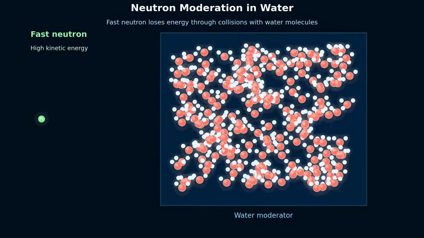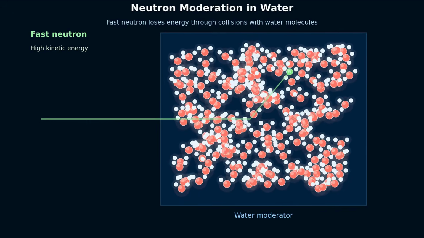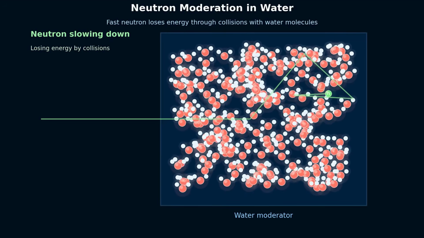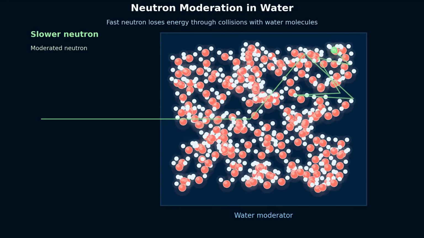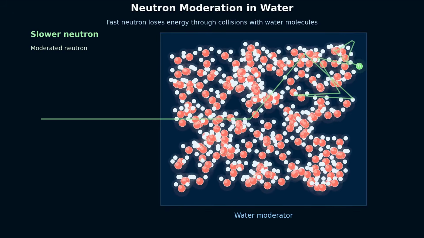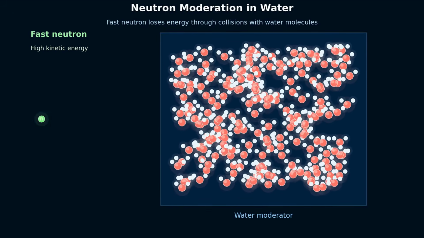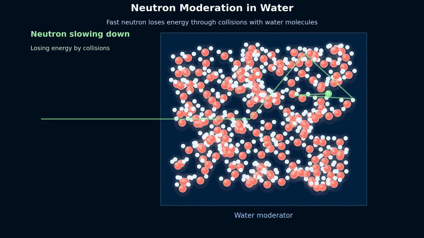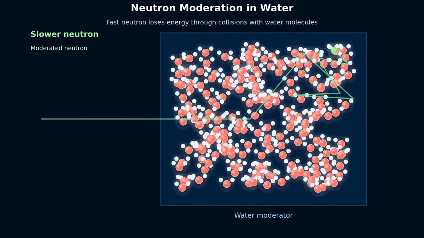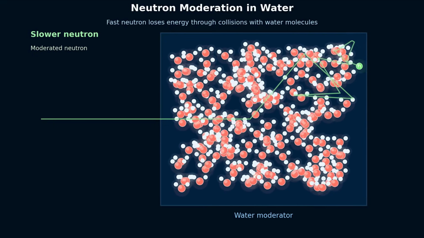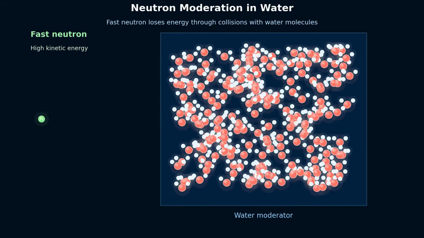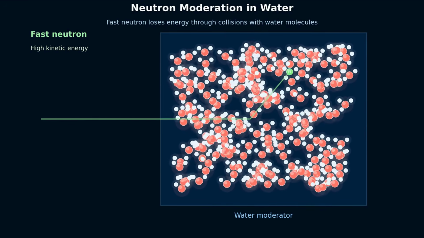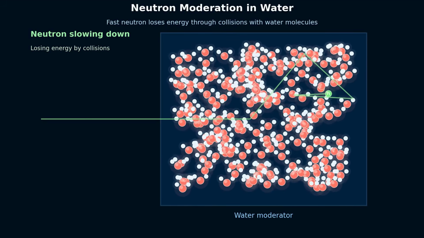In some cases, we don't want faster neutrons, we want slow neutrons instead. To do this, we use materials called moderators. Examples include water, heavy water, and graphite. Through repeated collisions, neutrons lose energy and become thermal or slow neutrons.